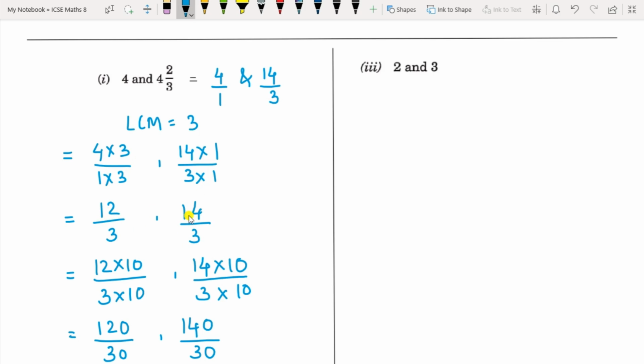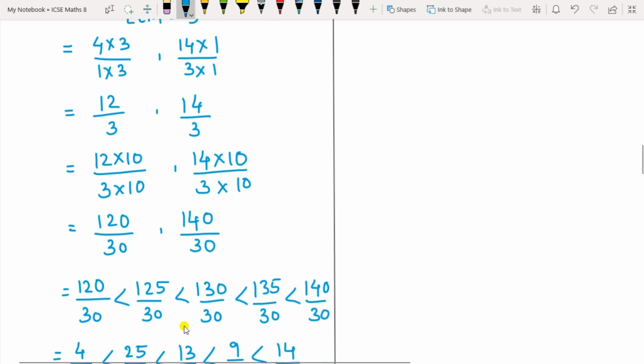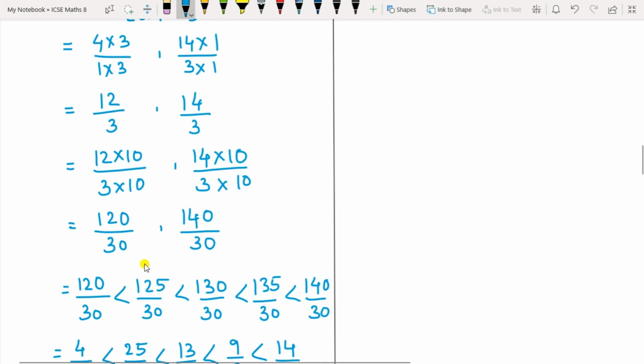Now these are like fractions. You can see the numerators are 12 and 14. There is not much difference between 12 and 14, so we will multiply by 10. You can multiply by any number, but since 10 is easy to do and easy to remember, you can multiply by 10. So multiply the numerator and denominator of both terms by 10. So 14 into 10 and 3 into 10. You got the new rational numbers as 120 upon 30 and 140 upon 30.